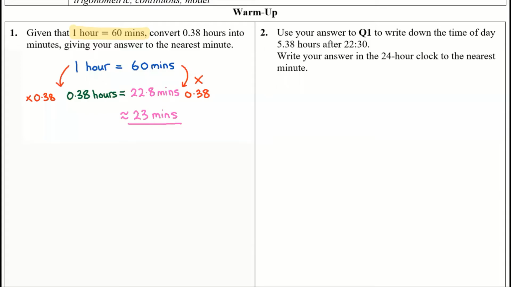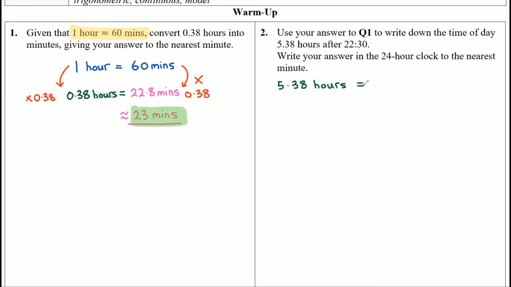In question 2, we're going to use our result from question 1, the result being that 0.38 hours is, of course, 23 minutes to the nearest minute. And we're going to write down the time of day, 5.38 hours after 22:30 in the 24-hour clock. So that would be 10:30 p.m. So 5.38 hours, let's just write down what that actually means. This is in hours, of course. Now, if we're using hours and minutes on a 24-hour clock, we probably need to have 5.38 hours in hours and minutes also.